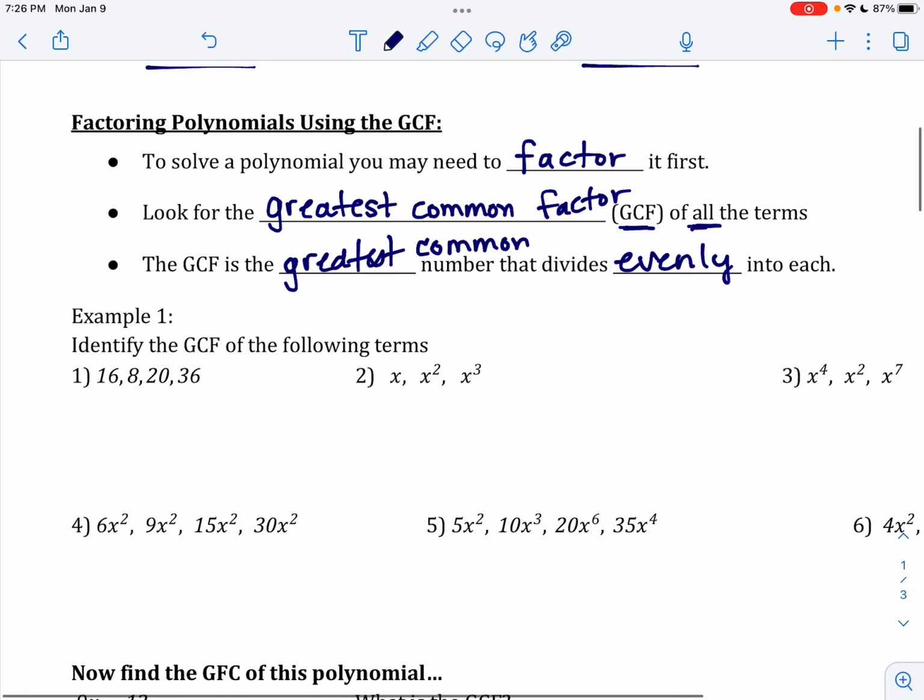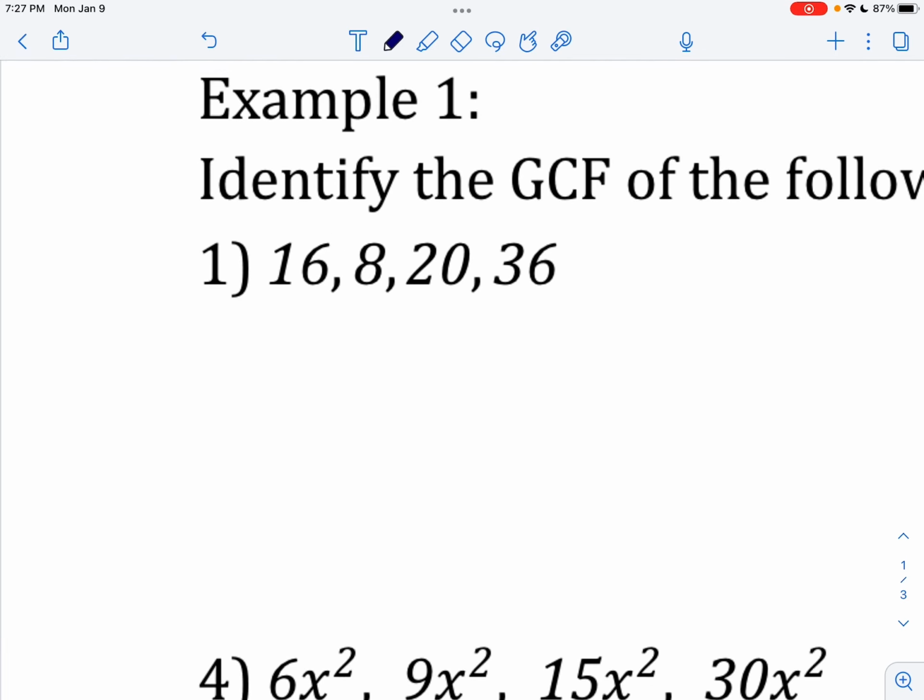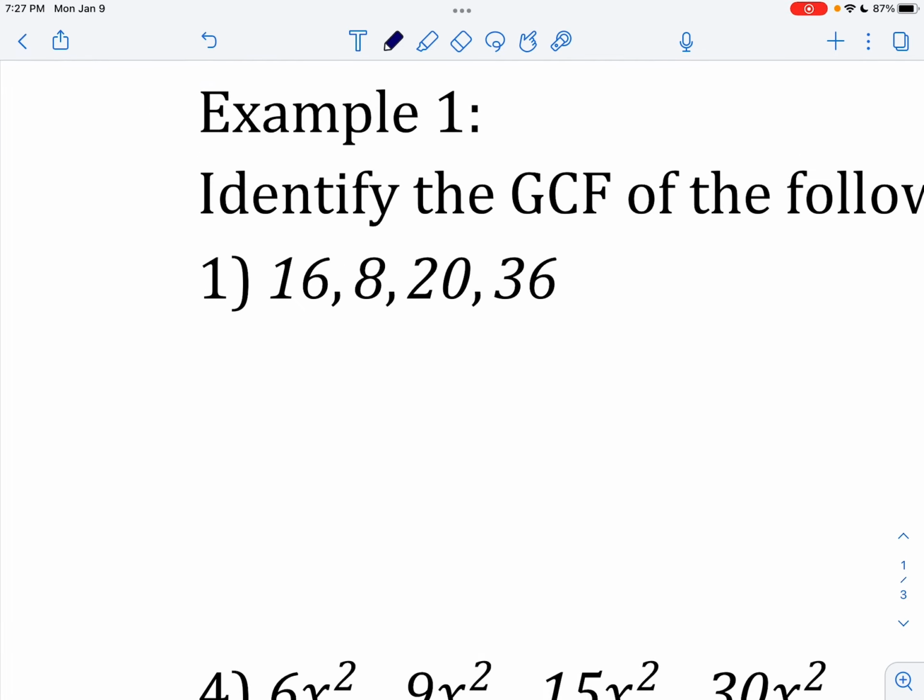So let's take a look at some examples. We're going to identify the greatest common factor of the following terms. Now we're not looking at expressions yet or polynomials yet. We're just looking at some terms to see what we can figure out what the greatest common factor is.